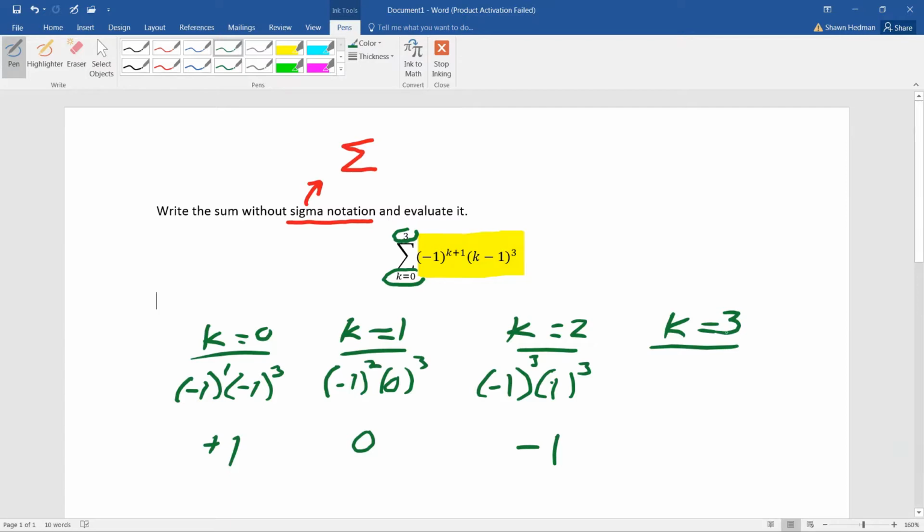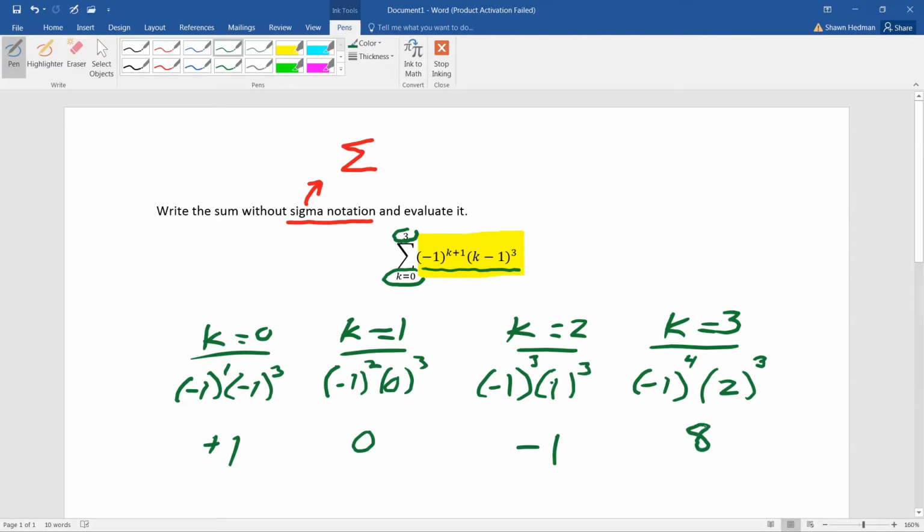And then lastly, if k equals 3, I plug in 3 for k. Now, negative 1 to the 4th is positive 1, because that's an even exponent. I was getting ahead of myself, I'm just reading off this formula verbatim. When k equals 3, I have negative 1 to the k plus 1, which is 4. K minus 1 is 2, but that exponent 3 is still 3. And then 2 to the third power is 8.